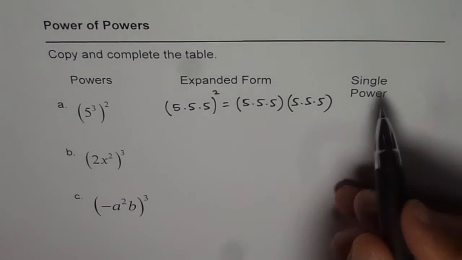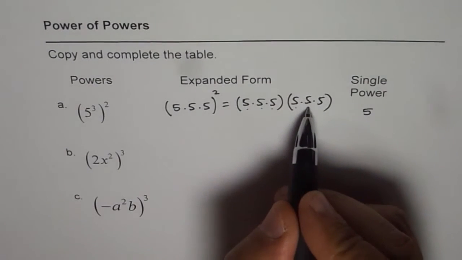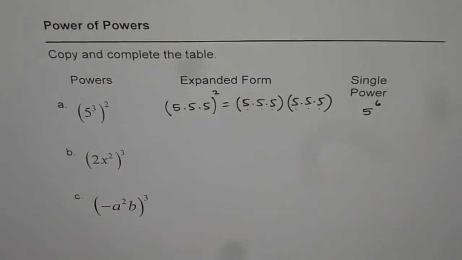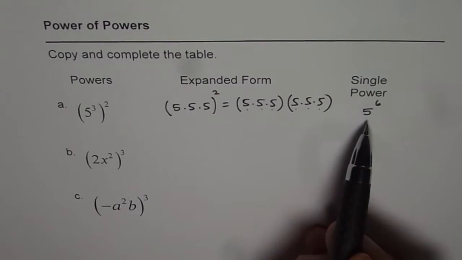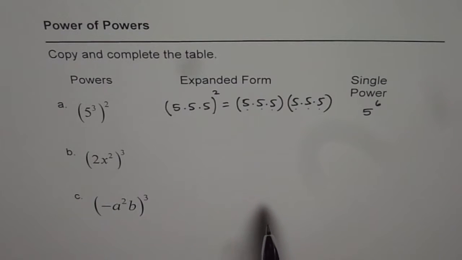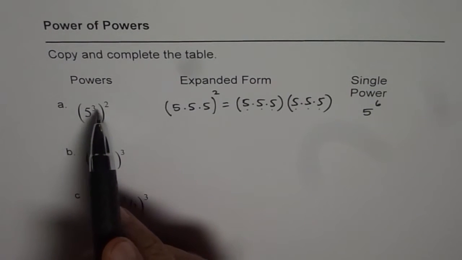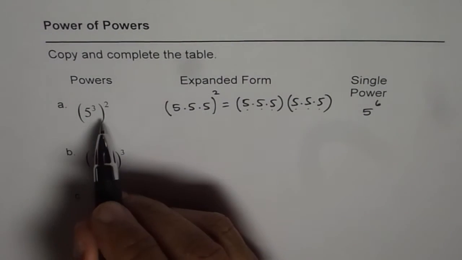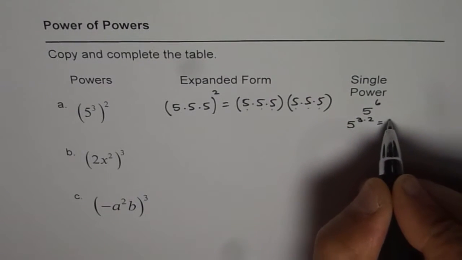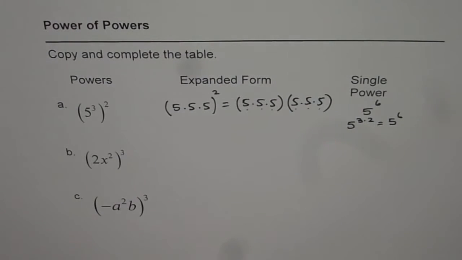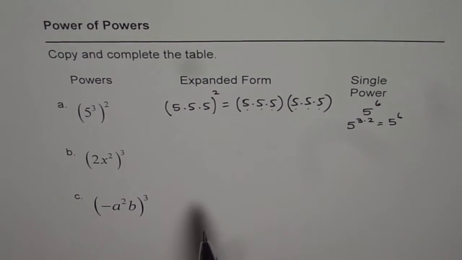Now that results in what? It results in 5 to the power of 1, 2, 3, 4, 5, 6. 5 to the power of 6, right? So that is how we can write 5 to the power of 3, to the power of 2, as a single power. Now if you apply the laws of exponents, then power of a power means you have to multiply the exponents. So if you multiply, you also get the same result. You get 5 to the power of 3 times 2, which is 6. Same result. So that gives you a link between the expanded form and the laws.